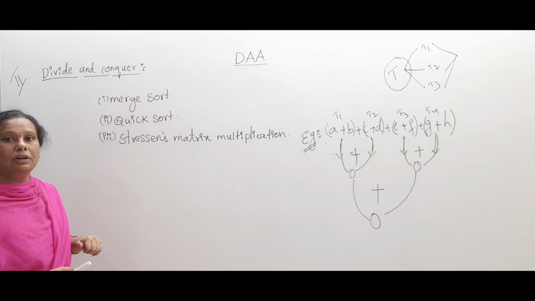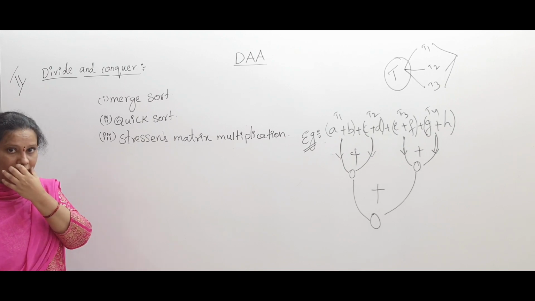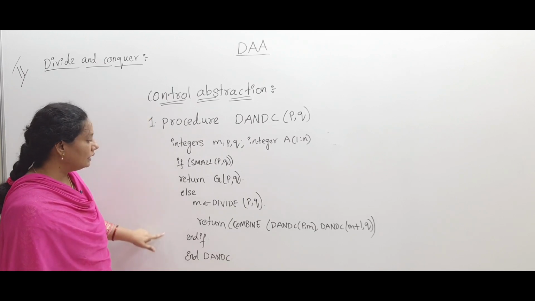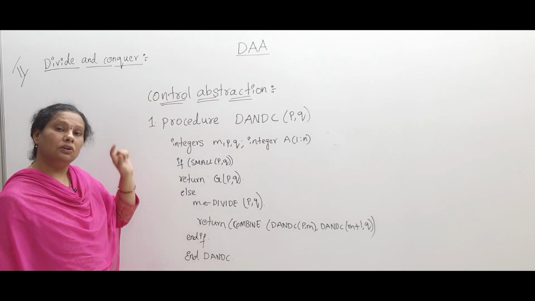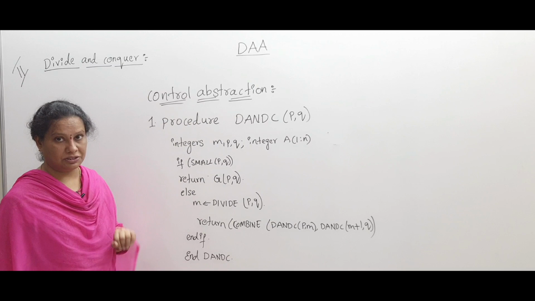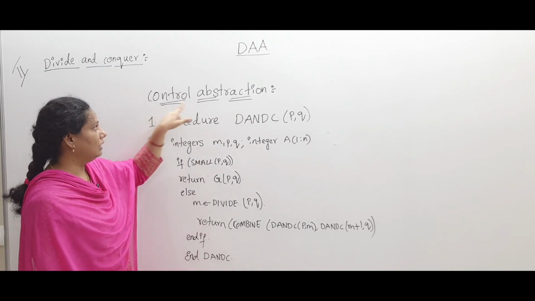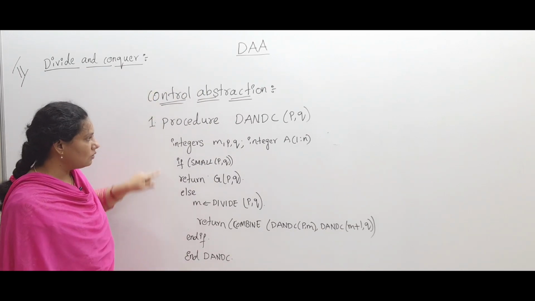Okay, now we are going to see the algorithm for the divide and conquer method. Now this is the algorithm for the divide and conquer method. As I told you, the algorithm for the technique is called a control abstraction. So in your final examination he'll ask: write the control abstraction for the divide and conquer method. Okay, this is the algorithm.